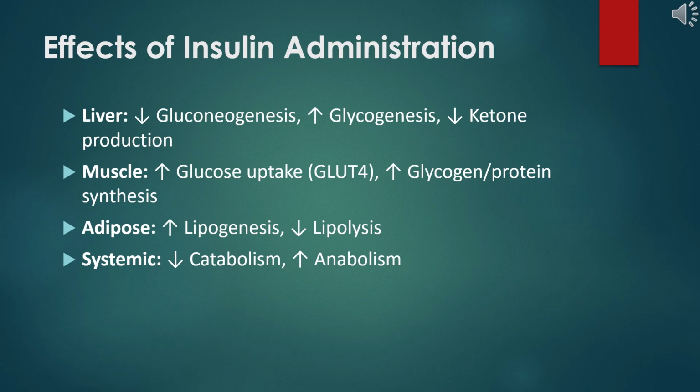Now on the other side, let's see the effects of administered insulin. When we give insulin, the body switches back to an anabolic state. In the liver, glucose production drops and storage as glycogen increases. In muscles, glucose uptake improves and both glycogen and protein synthesis increase. In fat tissue, insulin promotes fat formation and reduces fat breakdown. Overall, insulin restores balance and reduces catabolism.